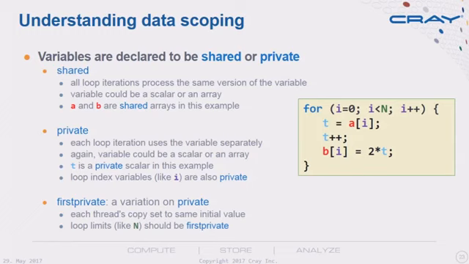As mentioned, we have to understand our data scoping. We have to distinguish between shared and private data. Usually shared data are arrays we want to share between the different threads, and private data are quite often, especially the loop counters. And then there's a third part which is called firstprivate. This is a variation of the private clause, which means that all the different threads have the same initialization of these variables.